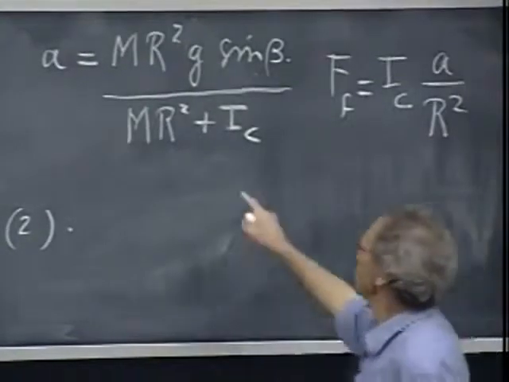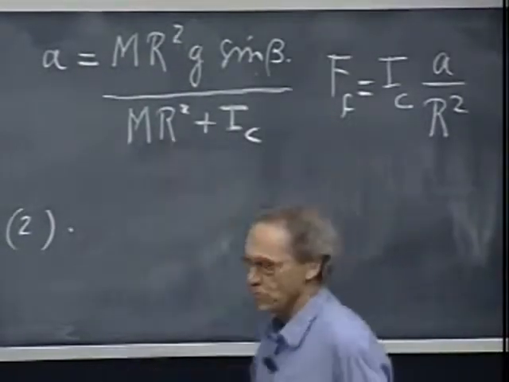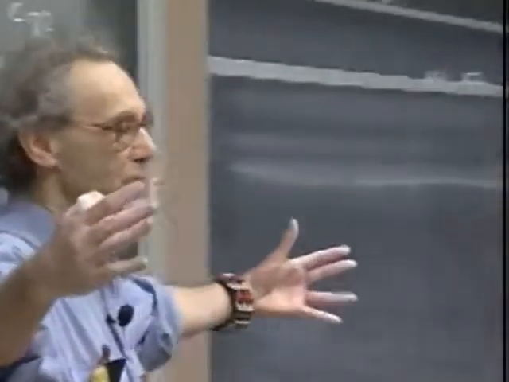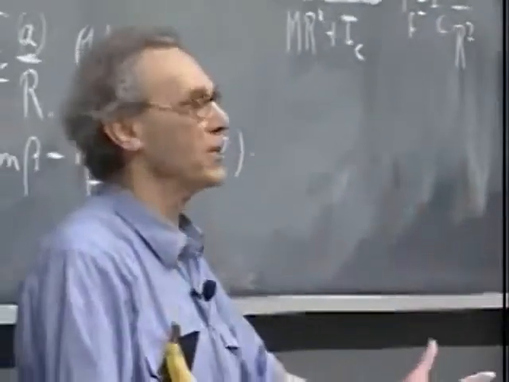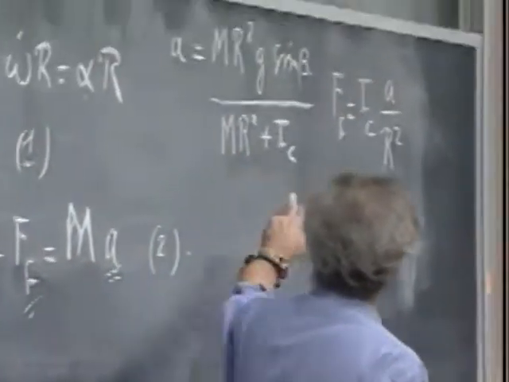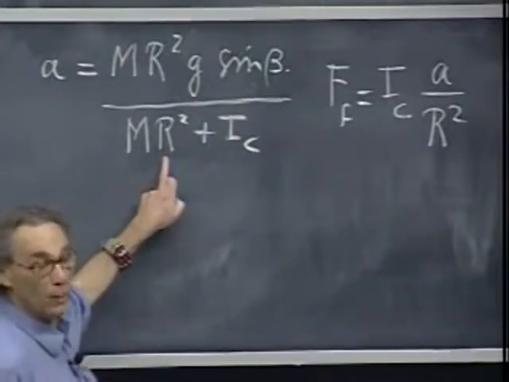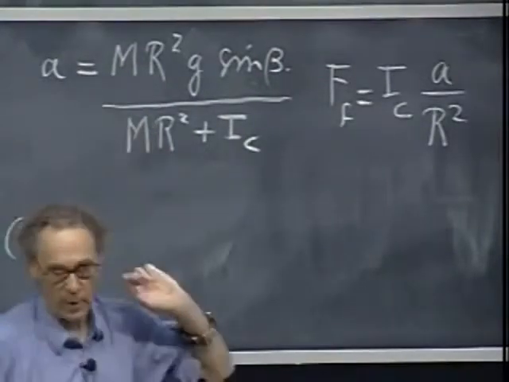The acceleration is independent of the mass and independent of the radius. Very non-intuitive. Doesn't matter whether you take a ball this big or this big. Doesn't matter what the mass is. The reason for that is, as you will see shortly, that the moment of inertia also contains a term mr squared. And so all the mr squares will disappear.